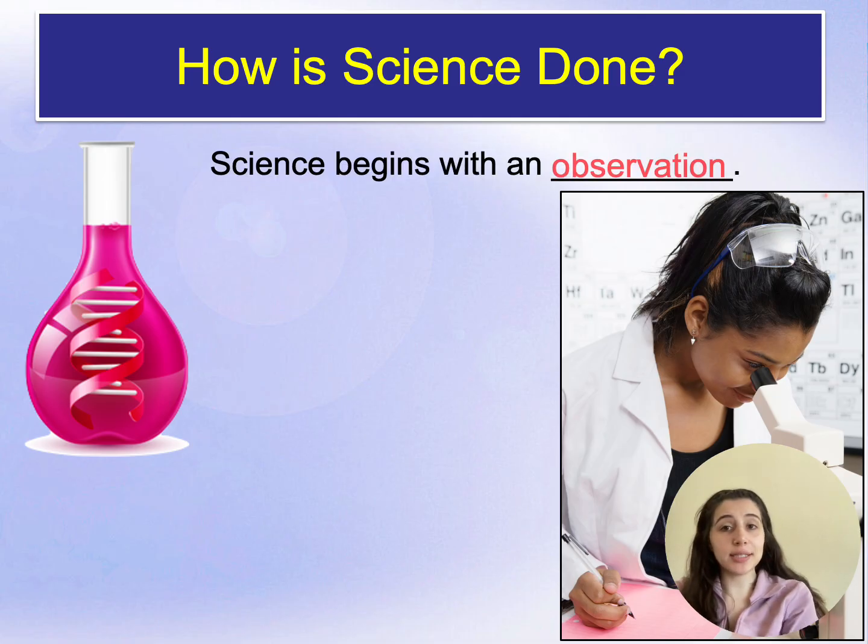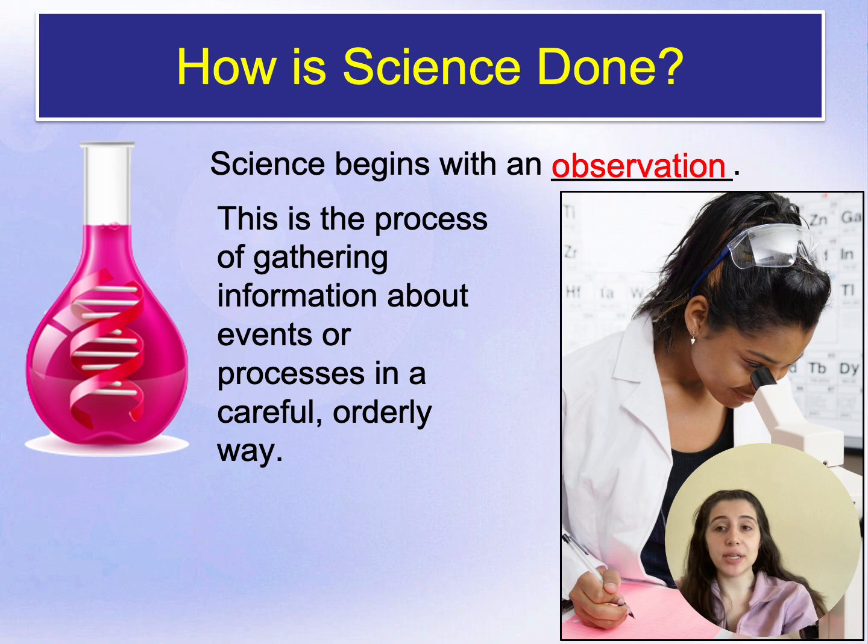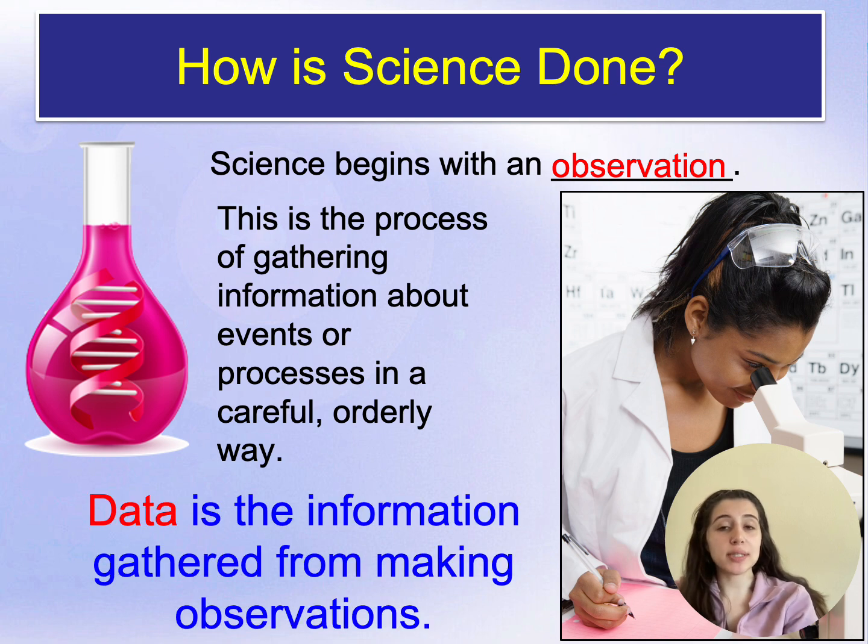So, how is science done? Science starts with observations. That means using your senses or tools to gather information in a careful and organized way. All that information is called data, and it's the foundation of everything else in science.